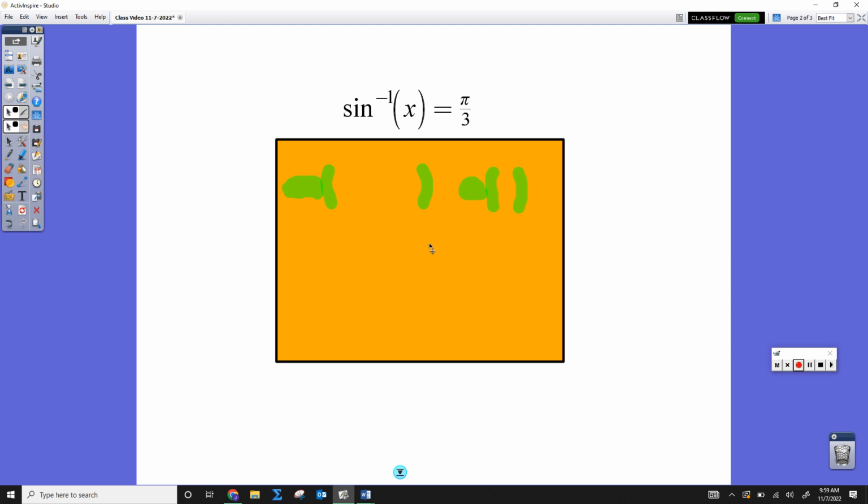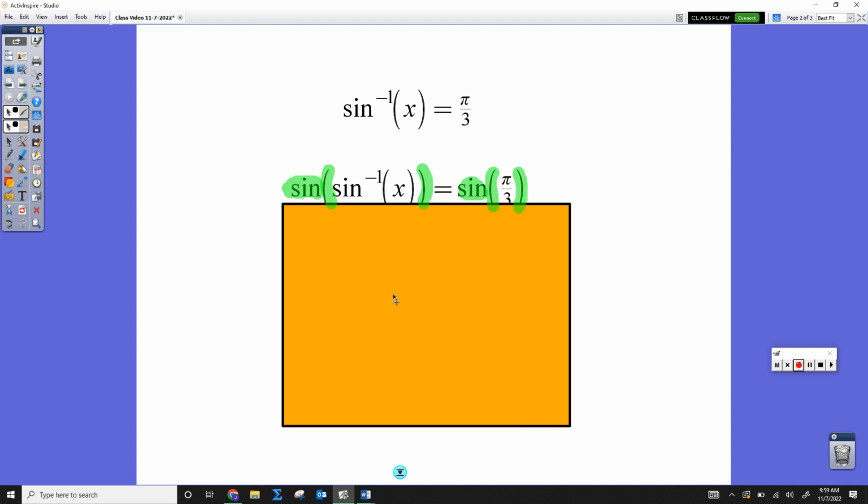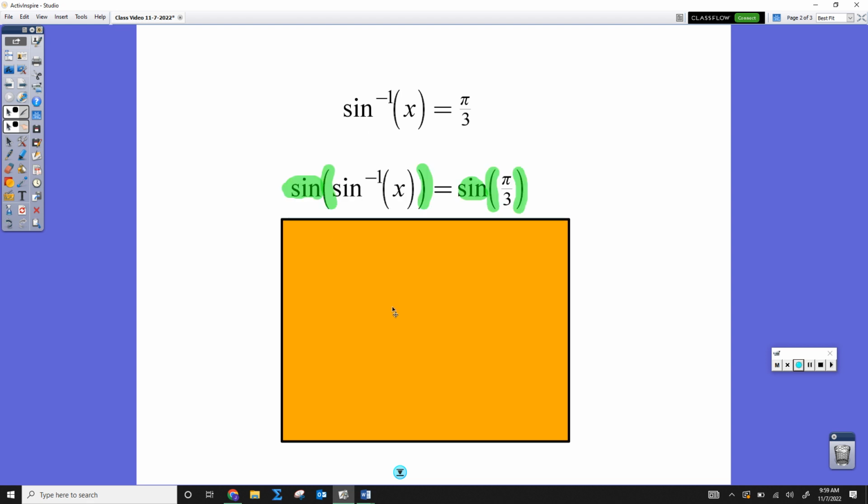And I think the best way to do this one is if you want to get rid of this inverse sine, we just need to apply a sine on both sides. So you can see I have it highlighted in green, so we'd say sine of this inverse sine of x and sine of pi over 3. So if you take the inverse of something and then you take sine of that value, so inverse sine of x, and then take sine of that angle, you're going to get right back to x. So now x is isolated.